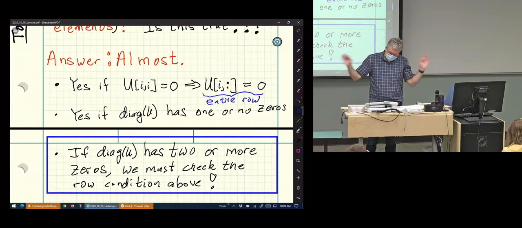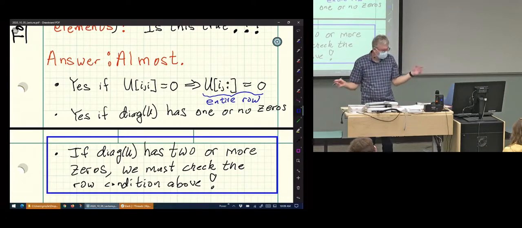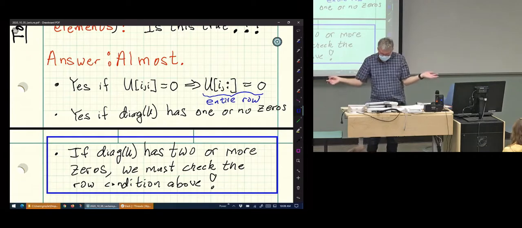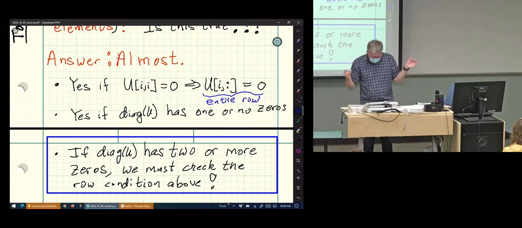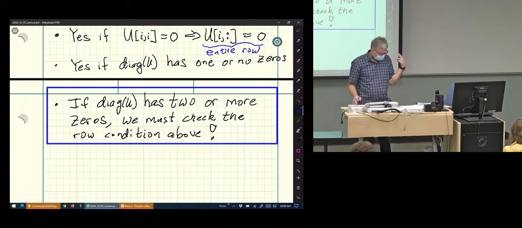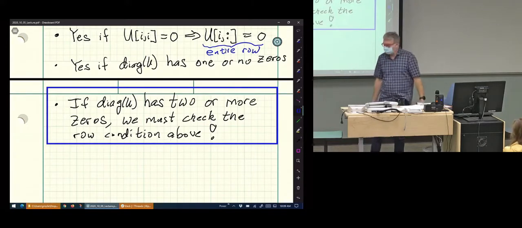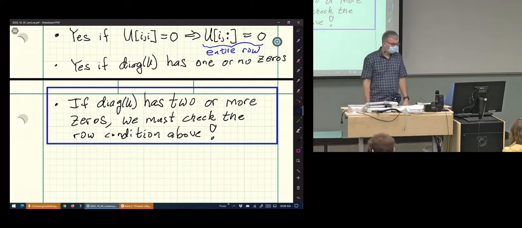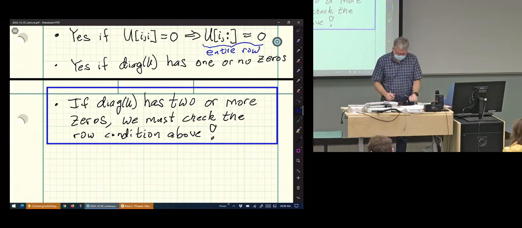No zeros, fine. Everything's linearly independent. We already know that. If there's 1 zero, they're linearly dependent, and in fact, if there are m columns, there are m minus 1 linearly independent vectors. But if there's 2, something can happen. And I'll show you a counterexample of how that plays out.